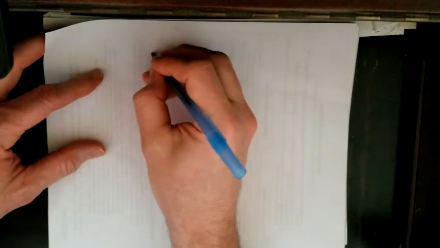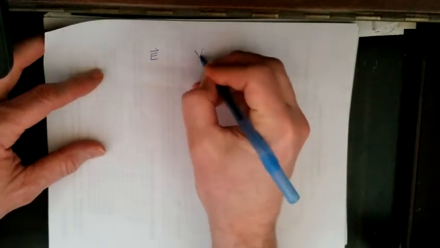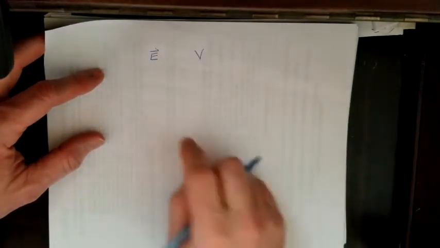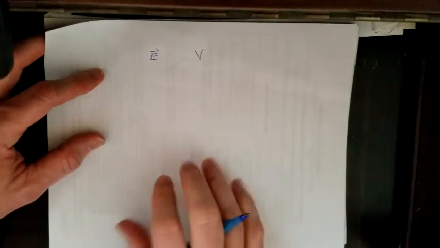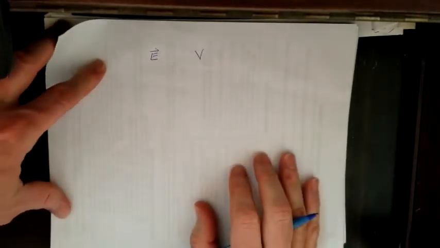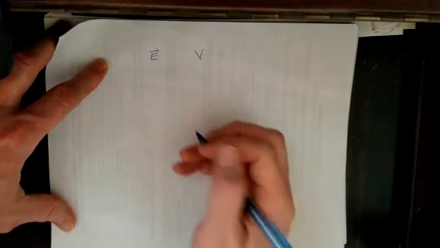Let's take a look at the relationship between electric field and electric potential. Recognize one's a vector, one's a scalar, so there's going to be a certain amount of fast and loose, so I'm going to play with a little bit of this. I'm going to try to minimize that as much as possible.